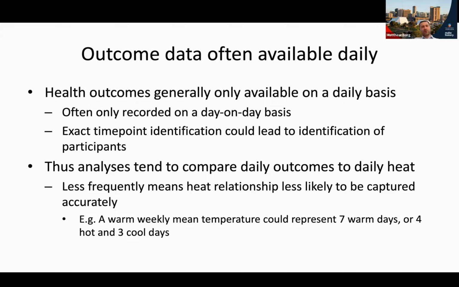That's because if you aggregate it to a weekly level, you tend to capture less of the variation over time, and you'll get a less accurate representation of the heat relationship. For example, a warm weekly mean temperature could represent either warm days throughout the week or 4 hot days and 3 cool days. Whilst capturing it daily allows you to better reflect the maximum and minimum temperature.